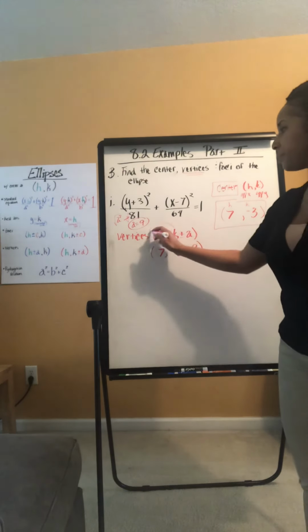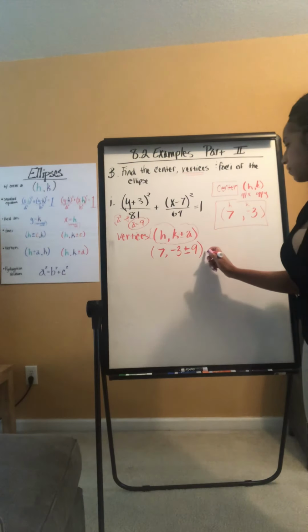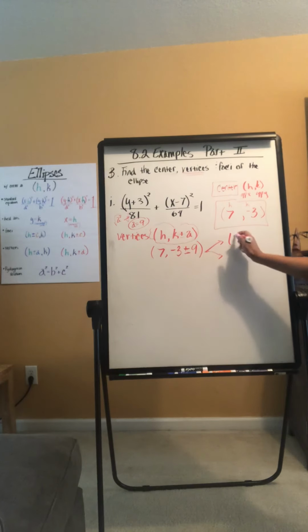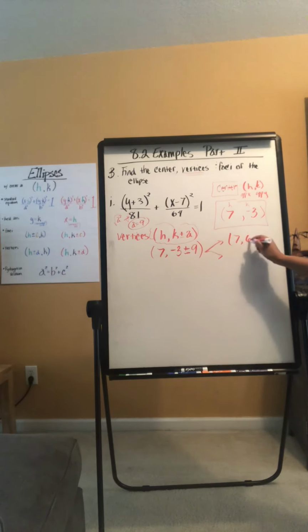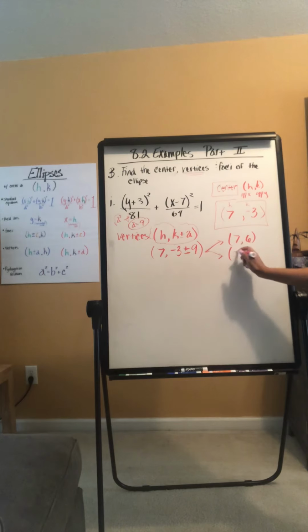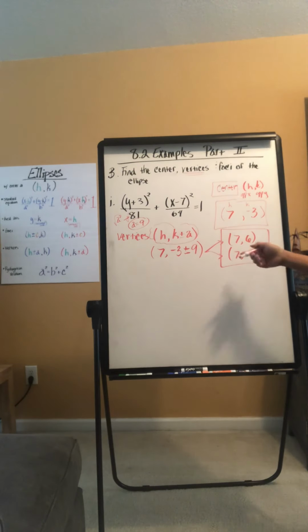All right? I will not let you leave it there. I need you to actually figure this out. Give me my 2 vertices. So I have a 7, -3 plus 9 would give me 6. So 7, 6 is my first vertice. -3 minus 9 would give me a -12. So these are my 2 endpoints of my major axis or my vertices.